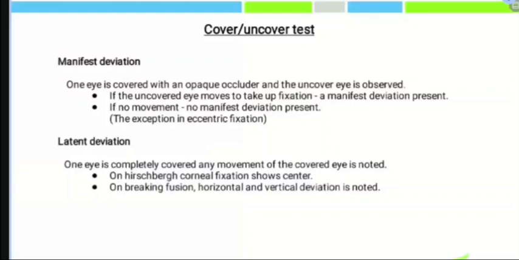To repeat the same thing, in manifest deviation we are occluding one eye and we are seeing the uncovered eye. In latent deviation we are covering one eye and seeing the movement of the same covered eye by removing the cover fast.